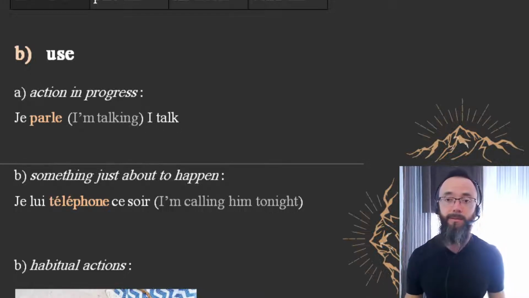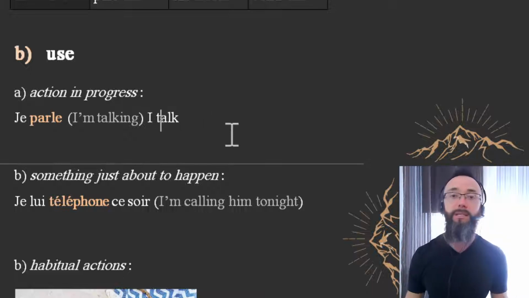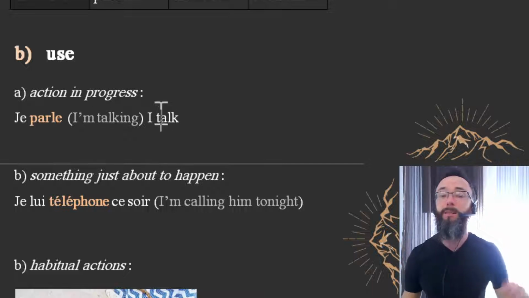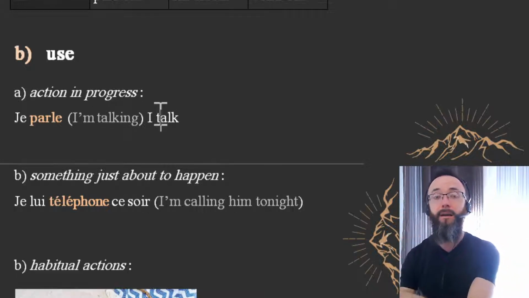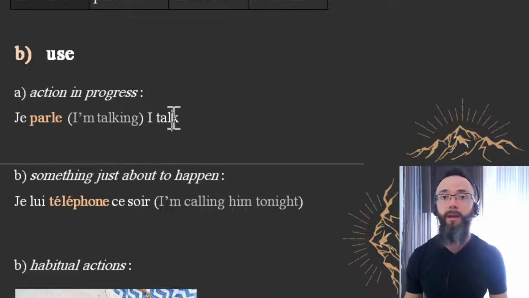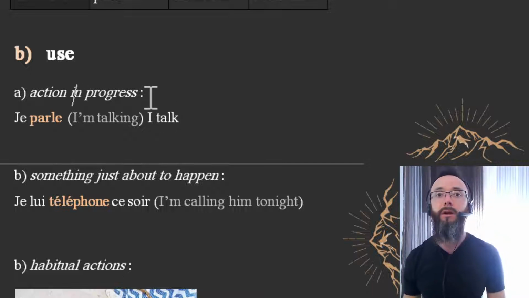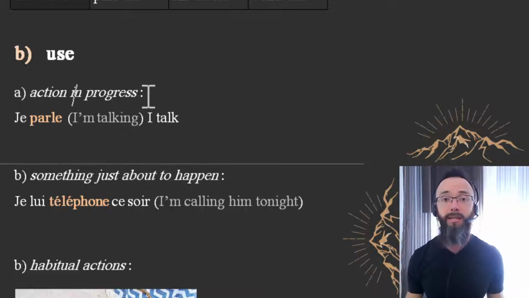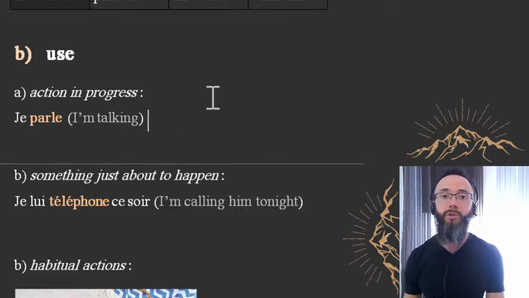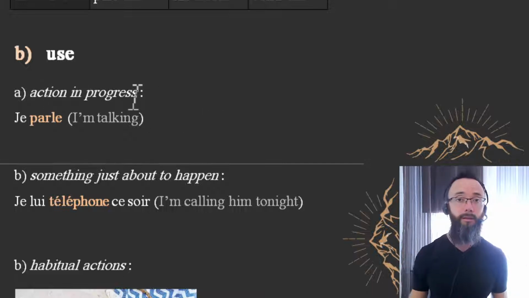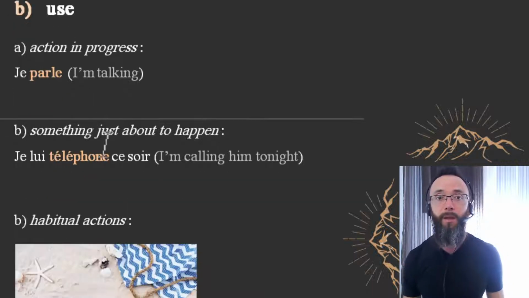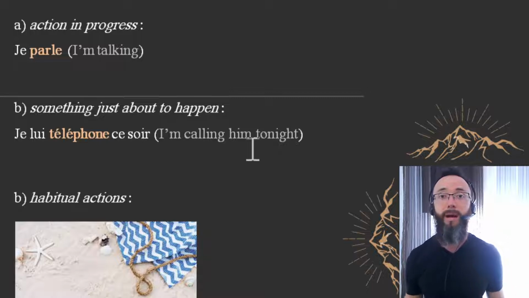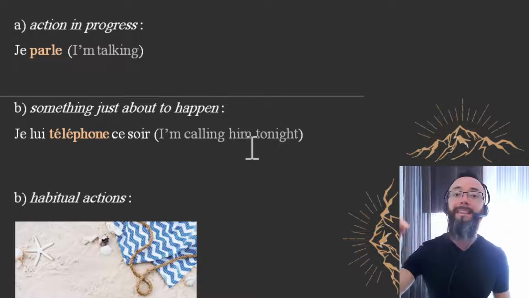This is a difference between the French language and the English language. Watch out, because it's easy to make mistakes. Translating the simple present for the present tense of the French language of the indicative mode might be a mistake. You need to know that it is an action taking place right now, an action in progress. Je parle, I'm talking, and not I talk. It can also apply in the case of something just about to happen. Je lui téléphone ce soir. Try to repeat after me on that one.